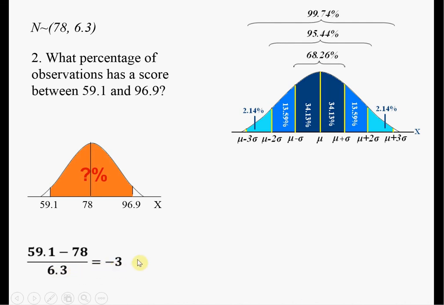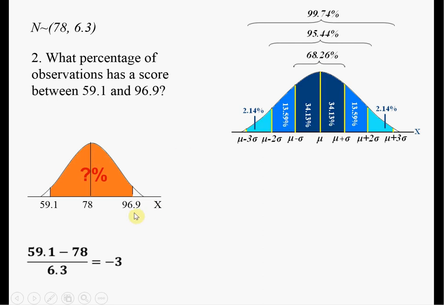Now 3 means 3 standard deviations. The negative sign means it is 3 standard deviations below the mean. So with this -3, we know that 59.1 corresponds to this point in this distribution. Okay. So we solved one half of the problem. So we know that 59.1 is 3 standard deviations below the mean. So the size of this area corresponds to all these percentages put together.